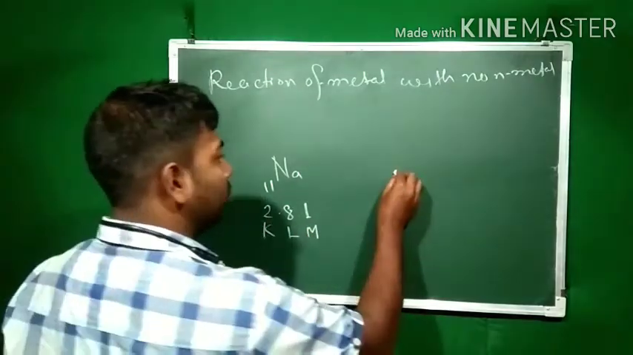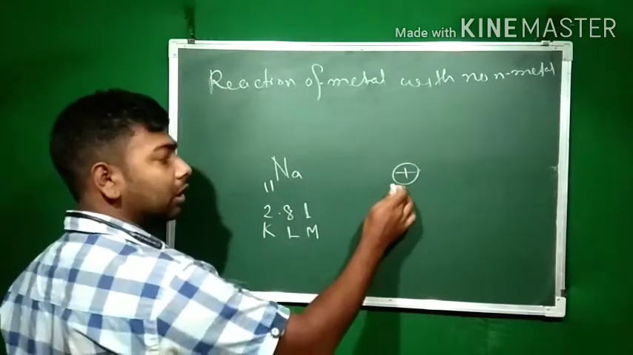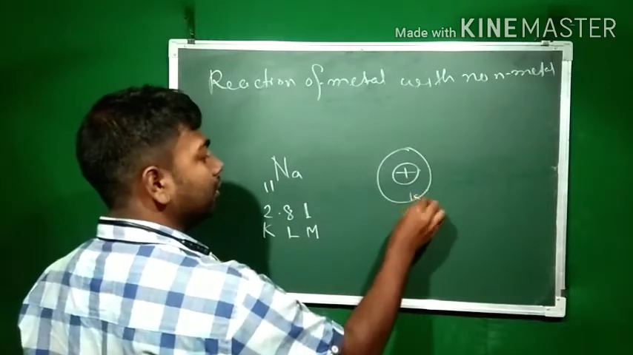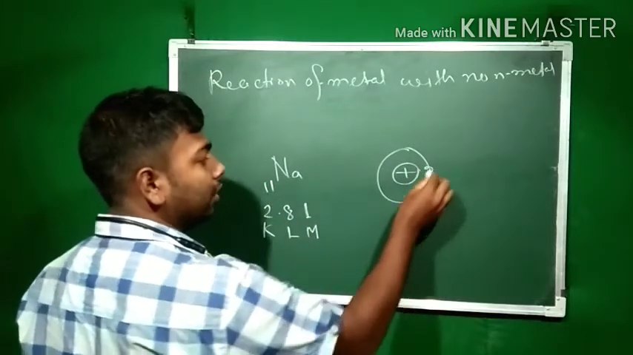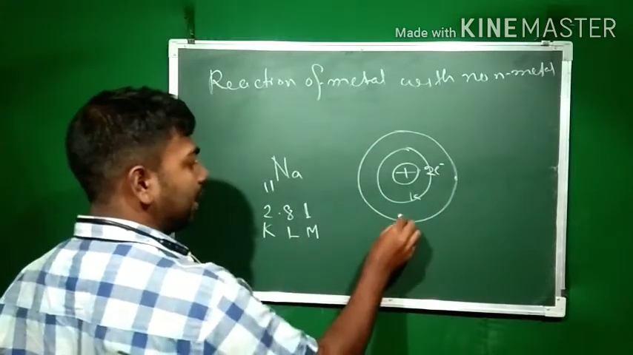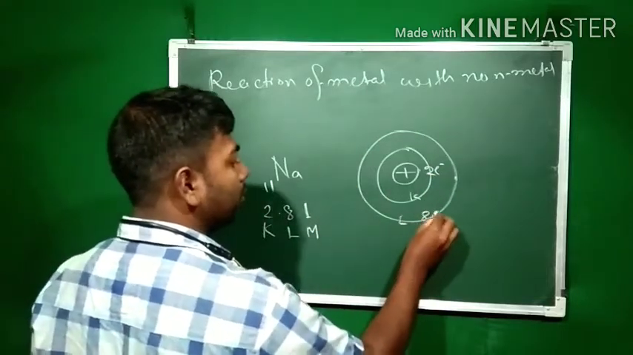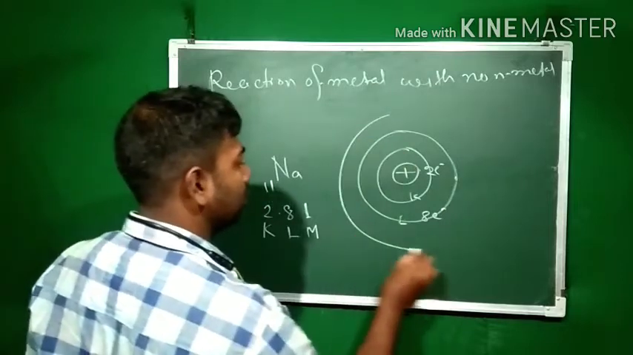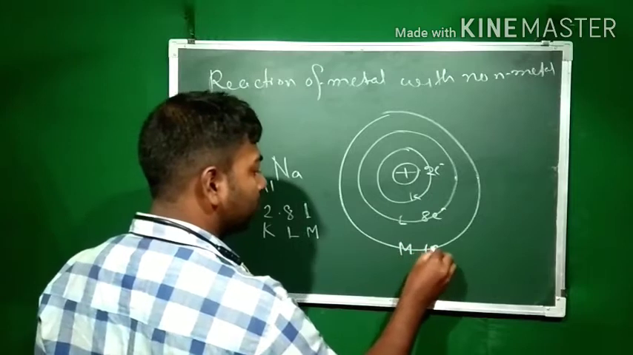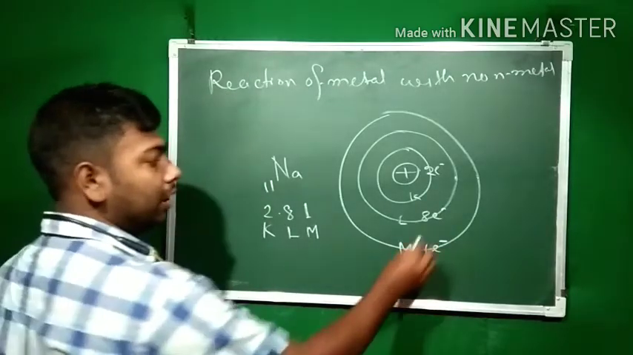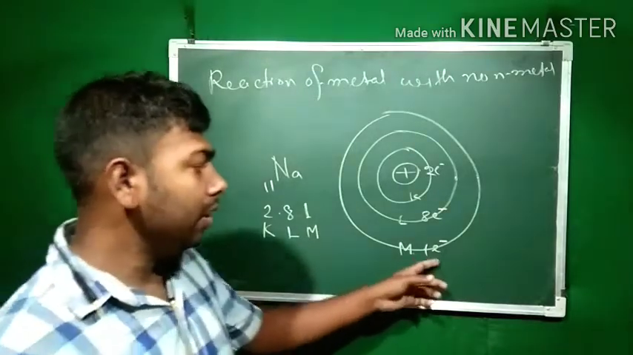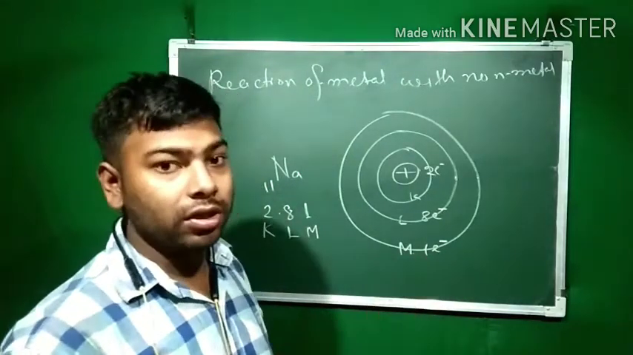Okay, now let us draw the orbits. This is the nucleus of sodium. This is the K shell, and here are only 2 electrons. This one is the second shell, that means the L shell, and here are 8 electrons, and this one is the third shell, that means the M shell, and here is only 1 electron. Here is E minus; since the electron is negatively charged, I have written E minus. E minus is nothing but the electron.